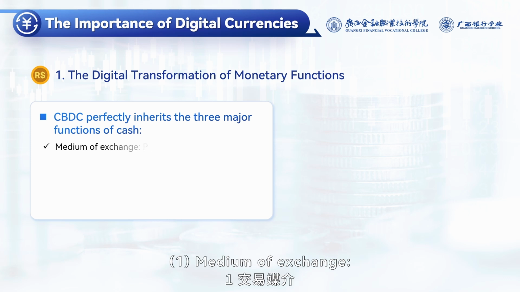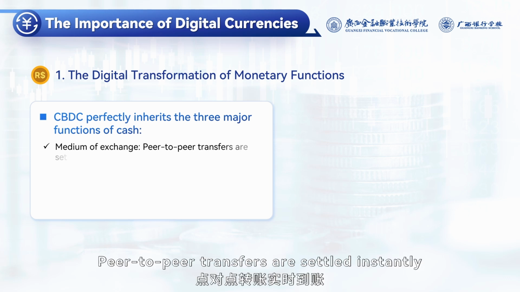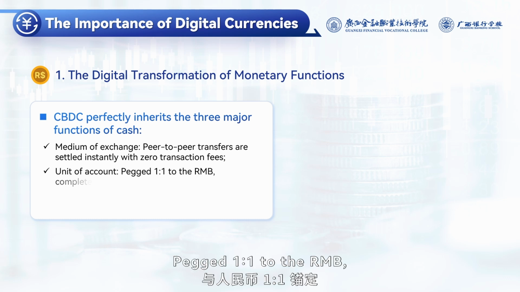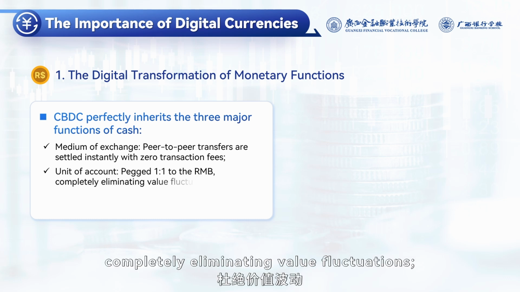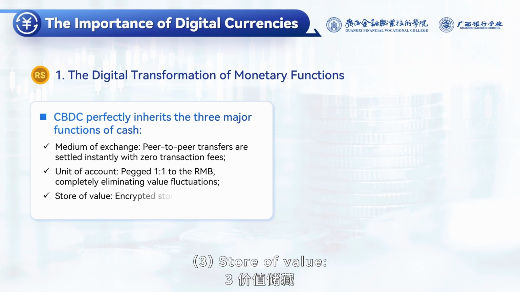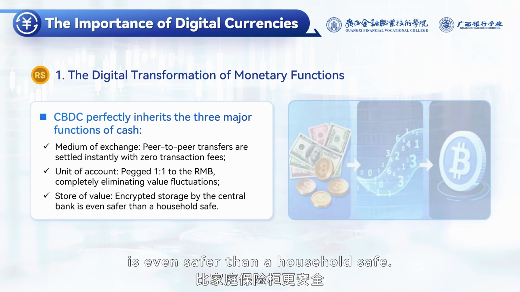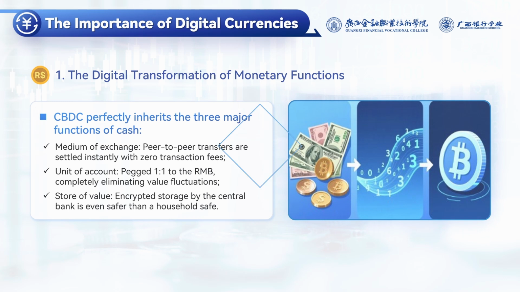1. Medium of exchange. Peer-to-peer transfers are settled instantly with zero transaction fees. 2. Unit of account. Pegged one-to-one to the RMB, completely eliminating value fluctuations. 3. Store of value. Encrypted storage by the central bank is even safer than a household safe.